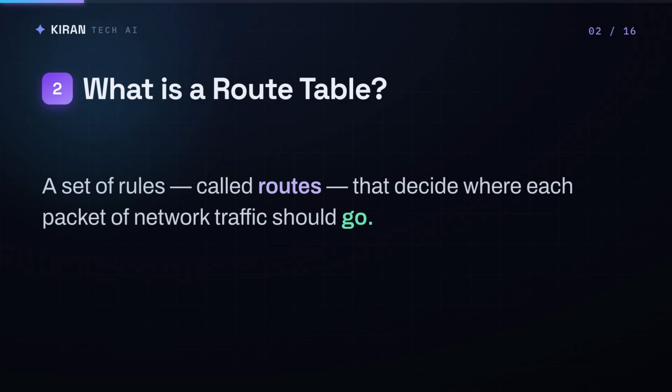So what actually is a route table? At its heart, it's just a set of rules, and each rule is called a route. Every route answers one simple question. If traffic is headed to this destination, where do I send it? Imagine you're at a big airport, and there's a signboard that says, flights to the east, go to gate A, flights to the west, go to gate B. The route table is that signboard for your network packets. Each packet carries a destination address, and the table looks at that address and points it toward the right exit. No table, no directions, and your traffic has nowhere to go.